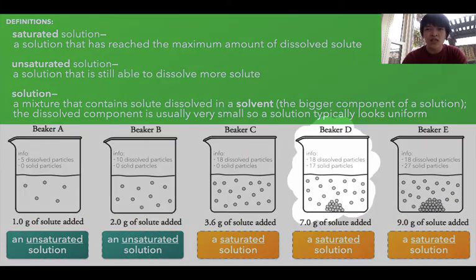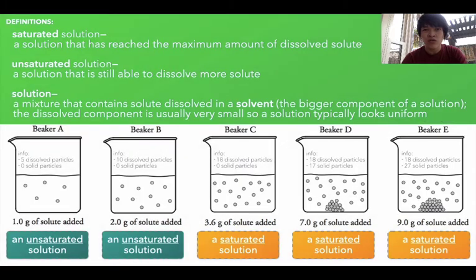But if you look at beaker D and beaker E, those beakers only have 18 particles dissolved too. So that means that 18 solute particles is the maximum amount of dissolved solute in this case. And therefore, beaker C, which has 18 dissolved solute particles, is technically saturated. Adding more solute to beaker C will cause it to stay in a clump and sink to the bottom. Okay, so beaker C is a saturated solution.